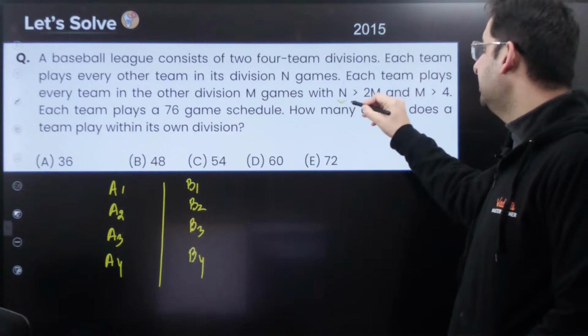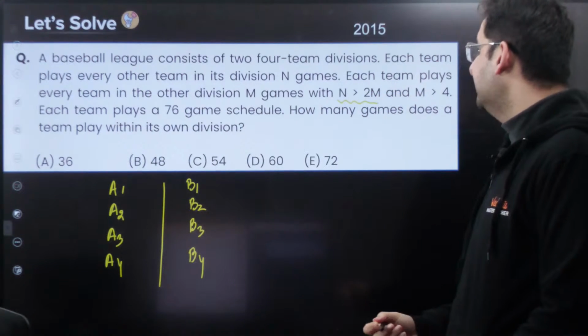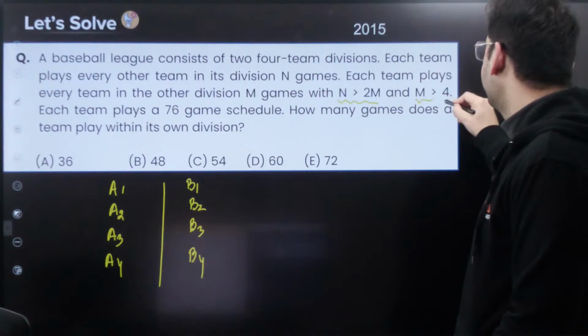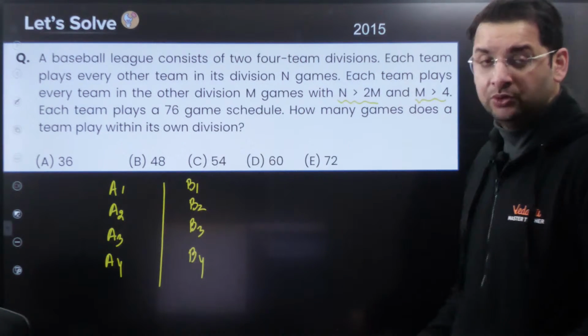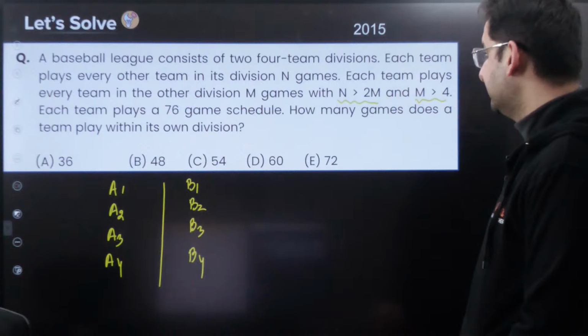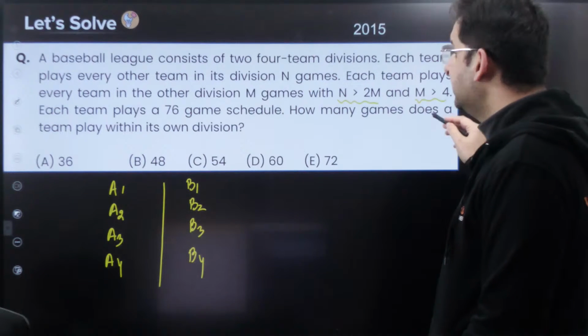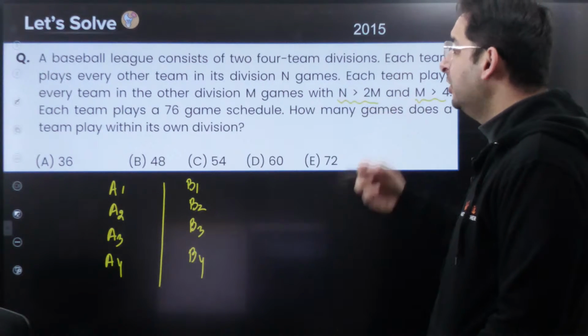And so there are certain conditions on N and M. One is N is greater than 2M and M is greater than 4. Each team plays a 76 game schedule, so every team plays a total of 76 games. How many games does a team play within its own division?